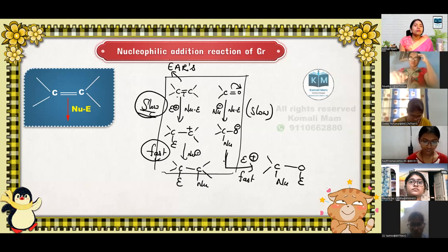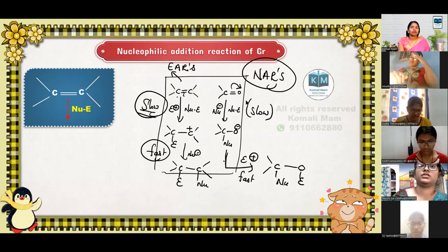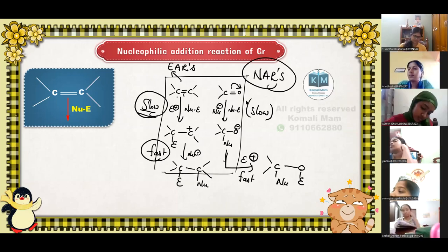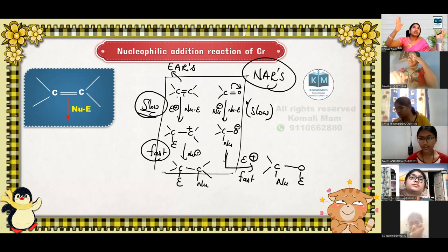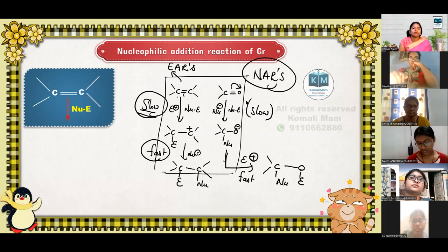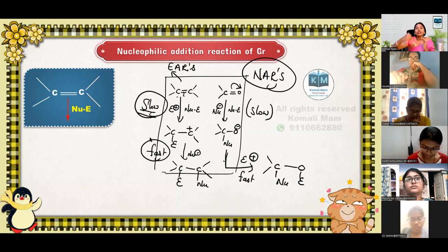So carbonyl compounds undergo which type of reactions? Nucleophilic addition reactions. Alkenes undergo which reactions? Electrophilic addition reaction. So when you see an alkene, what should you do? First you should add an electrophile, then you should add a nucleophile. That is the sequence. When you see carbonyl compounds, what do you have to do? First you have to add a nucleophile, then you have to add an electrophile. That is the sequence. That is an experimental fact. Clear?